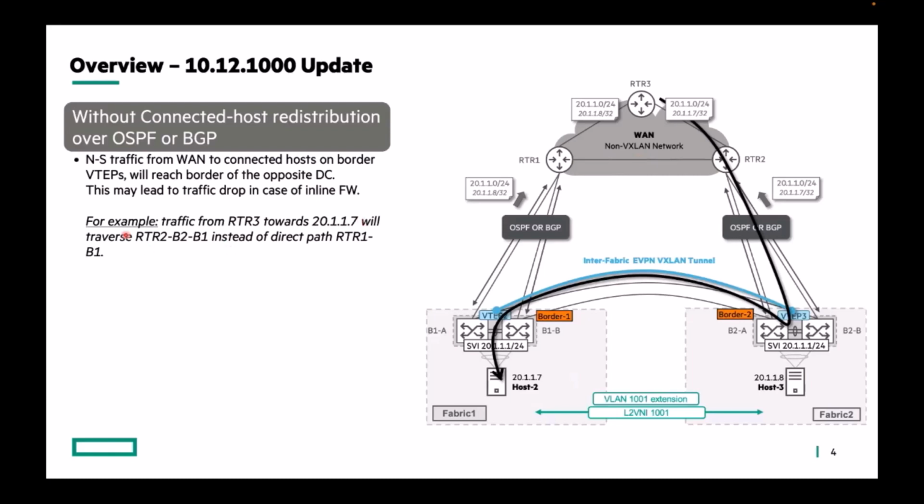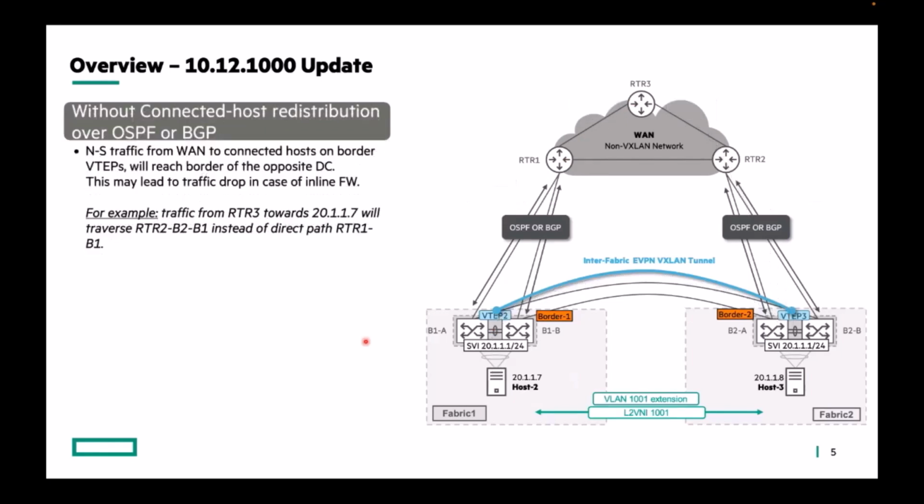So what happens before connected host redistribution over OSPF or BGP? Traffic from router 3 towards 20.1.1.7, which is here in Fabric 1, will traverse through RTR2, then to B2, that is the border 2 of Fabric 2, and then to border 1 to reach the host, instead of directly coming back from router 3 to router 1 and B1. This is what is happening today.